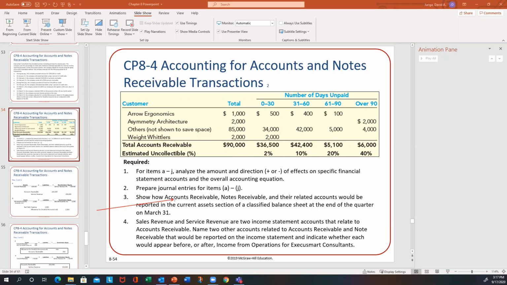But again, we'll go through each of these. We'll do the journal entries. We'll look at the accounts receivable. And then I believe there may be an accrual. If there is, we'll show you how that works if there's interest on this one as well.